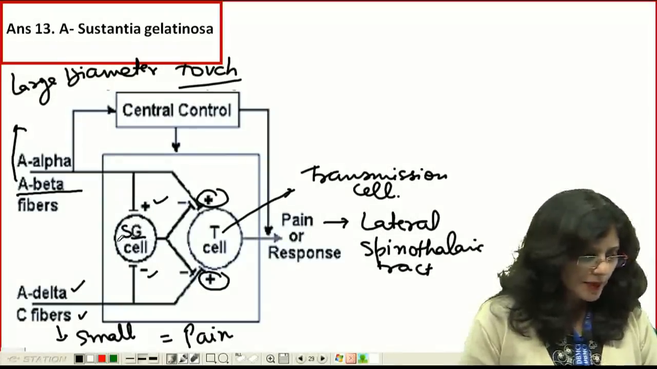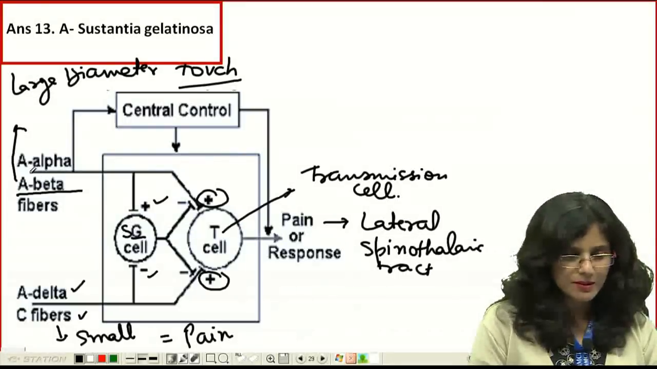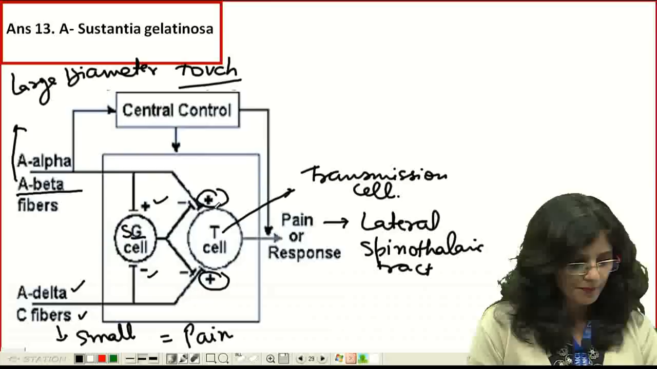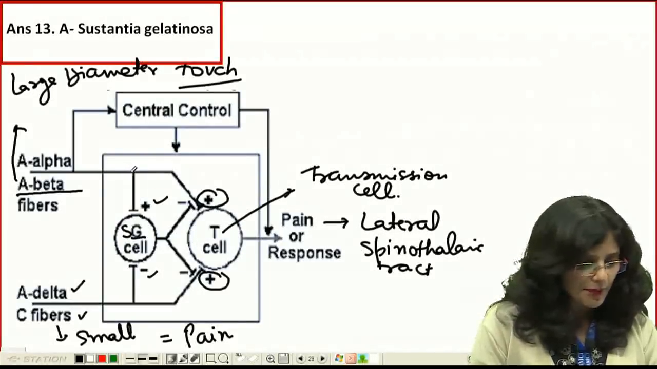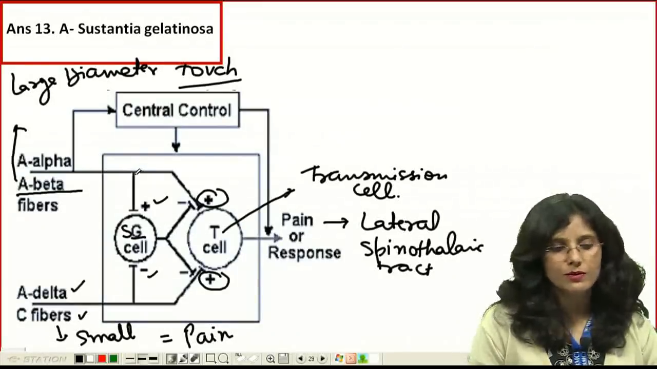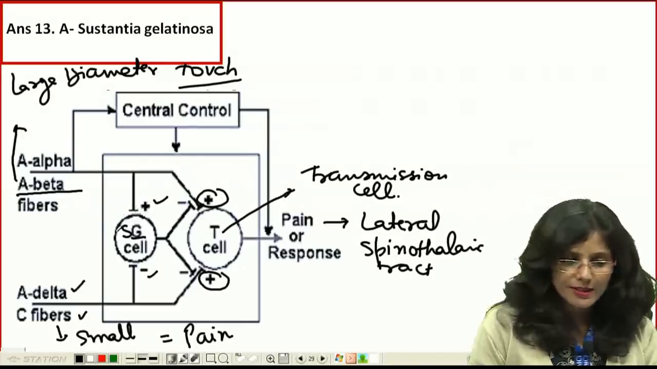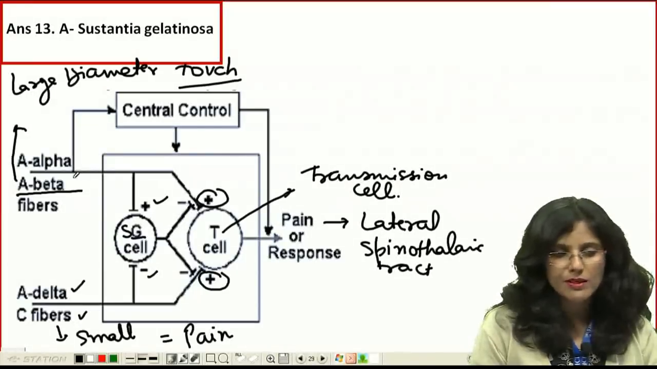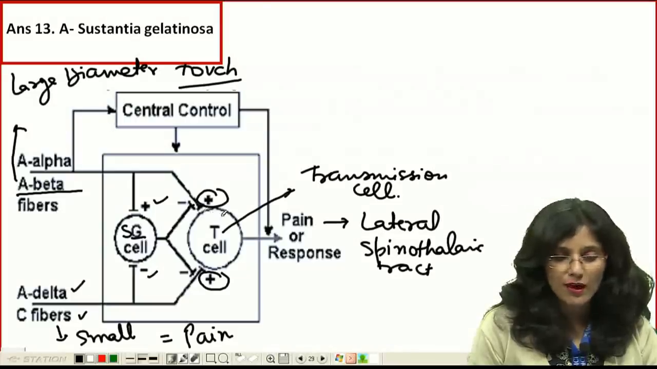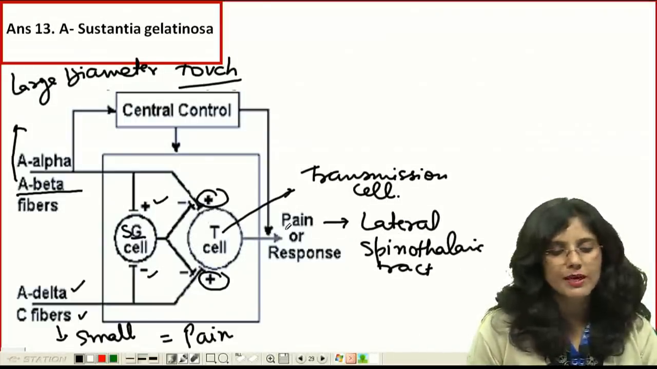You see here, if there is a stimulation of the T cell via the large fibers, that stimulation is rapidly cut. How does it cut? By negative feedback via the substantia gelatinosa. This is activating the T cell, and it is activating the SG cells also. This SG cell activation inhibits the afferent from the large fibers. So finally the T cell activation is lesser, or you can say it is inhibited, so pain is reduced or inhibited.